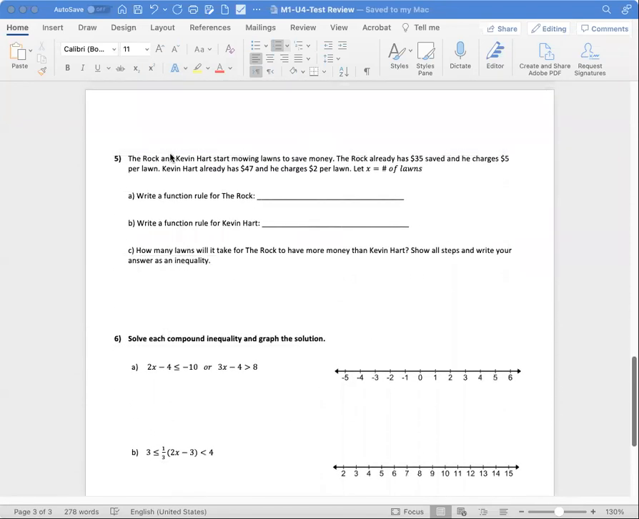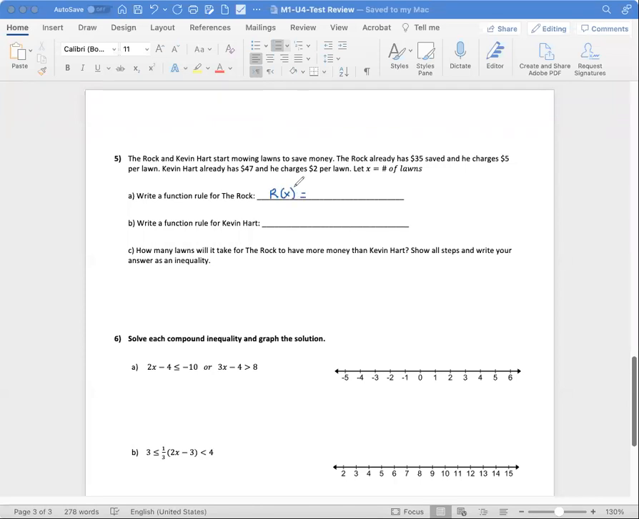Number 5, The Rock and Kevin Hart start mowing lawns to save money. The Rock already has $35 saved, and he charges $5 per lawn. Kevin Hart already has $47, and he charges $2 per lawn. Let x be the number of lawns. So how do we write a function? Let's write a function for the Rock. I'm going to use the letter R for Rock, so R of x.